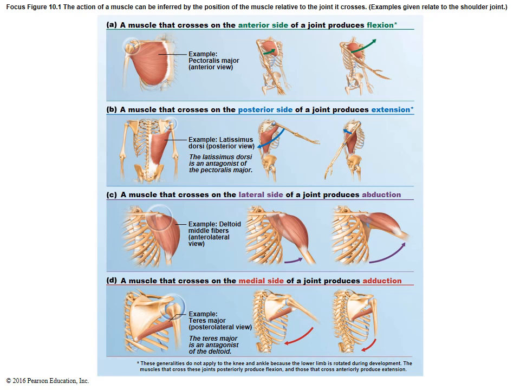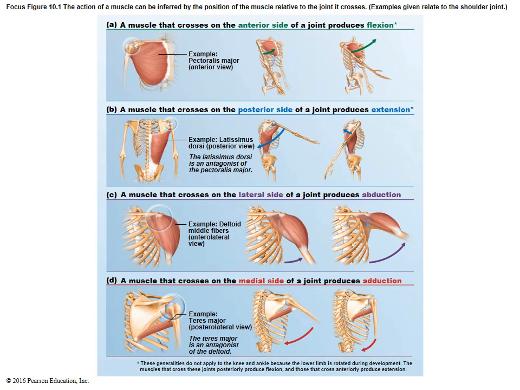Abduction with a B means that when you engage that muscle, it's going to cause you to have lateral movement, so away from the midline. So if you take your hands and extend them, stretching them out, spreading your wings, then what you're doing is an abduction.